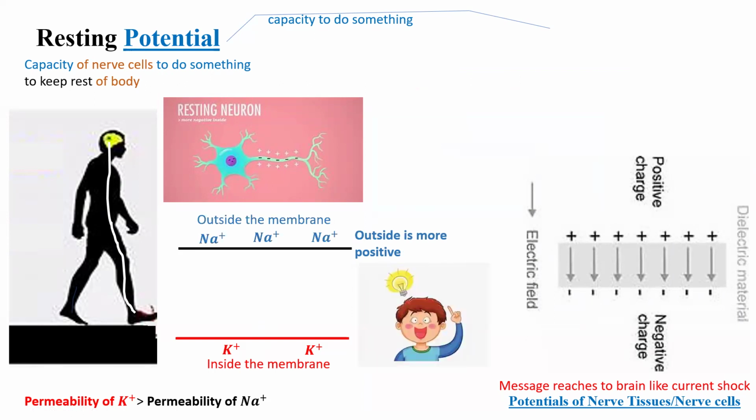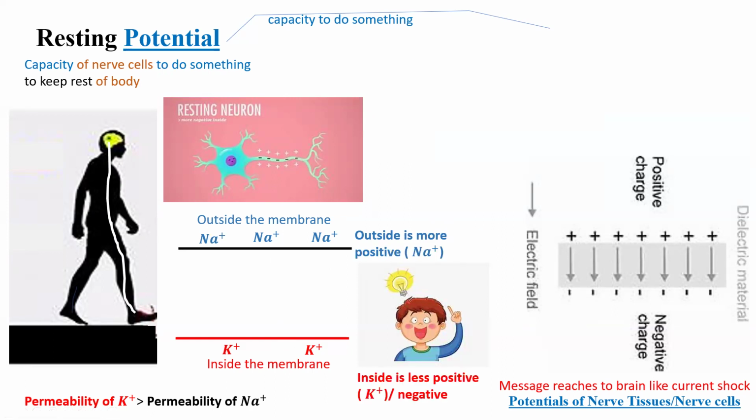So you can say outside is more positive because there are more positive ions as compared to negative ions, as we are studying in the redox potentials or electrochemical series. Here, sodium ions are more in quantity. So they are responsible for making the outside of the membrane more positive as compared to inside. And this is the state that is actually responsible for keeping the body at rest.